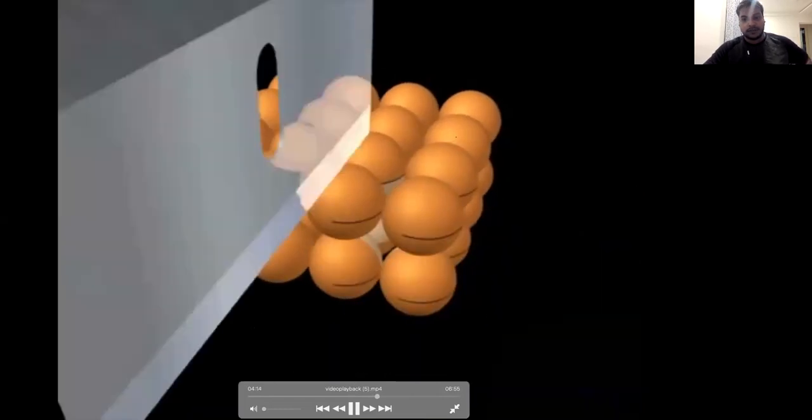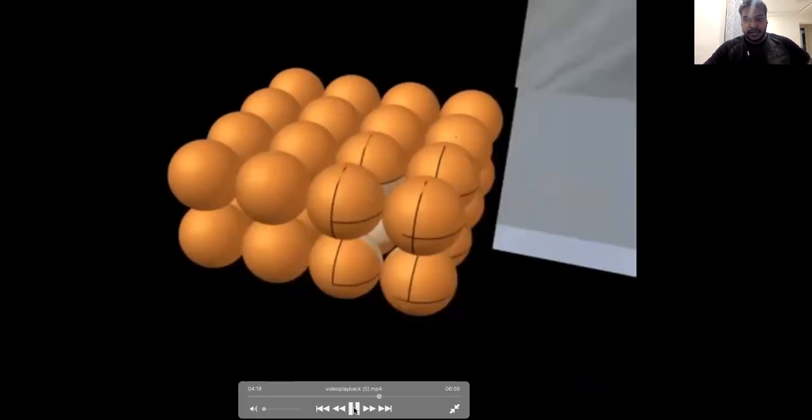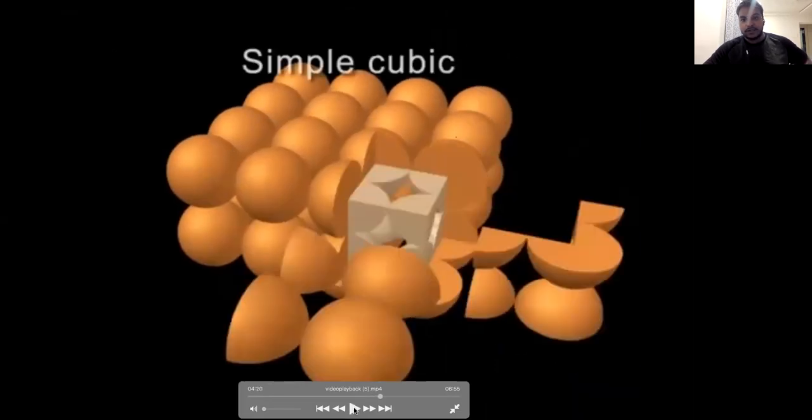So you can see this is what we have done. We have sliced at one particular direction, and as you remove it out, now you can see, observe it carefully for some time, you get a correct picture of how these unit cells are repeated throughout the entire crystal.